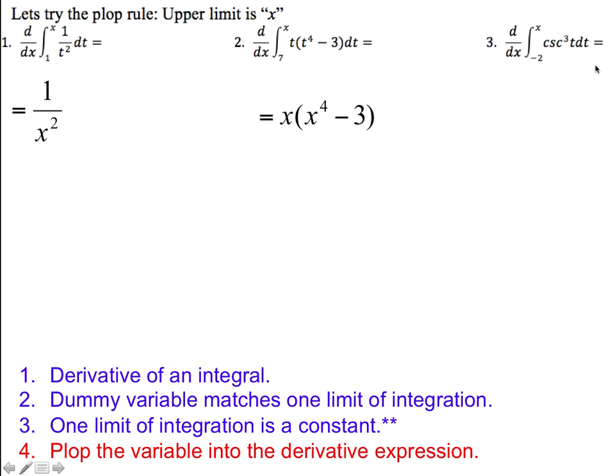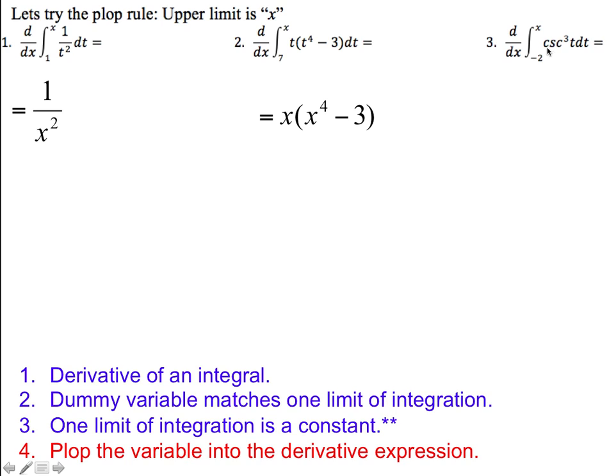For example 3 here, I'm going to go through my checklist again. I'm being asked to do the derivative of an integral, so I'm being asked to do this process that undoes the process I just did to it. I have a dummy variable that matches my limit variable. I have a constant here for the other limit, and this constant happens to be negative, and that's okay. And so I'm going to go ahead and plop the variable into this expression.